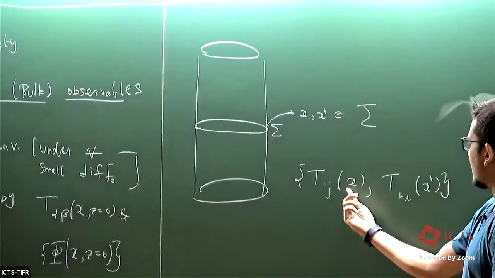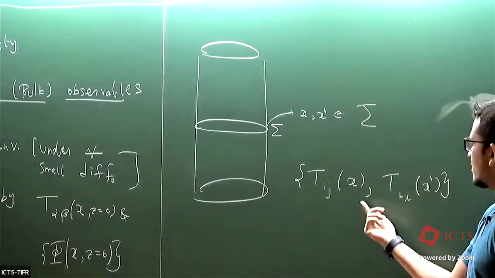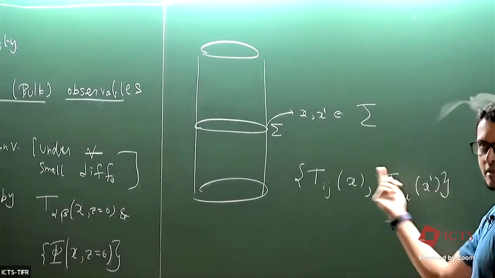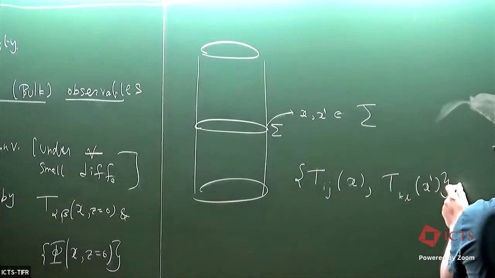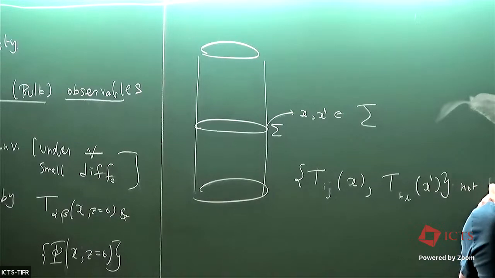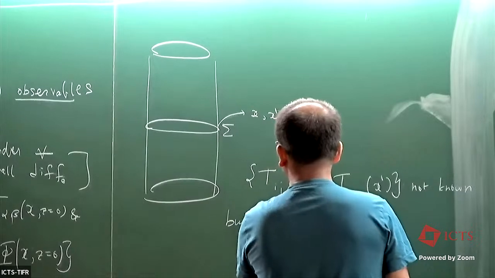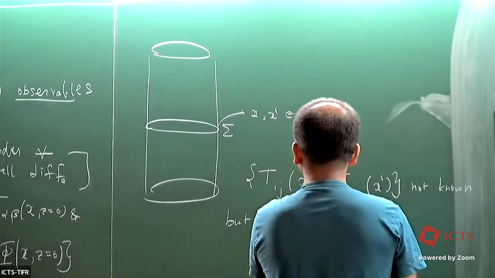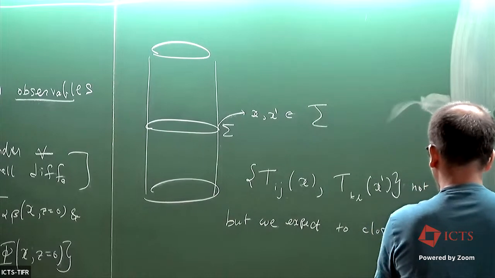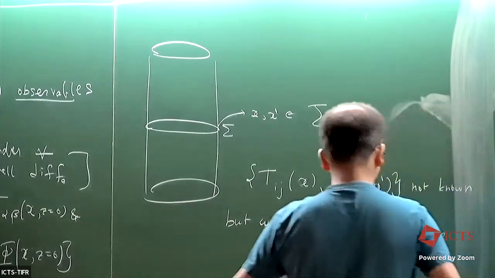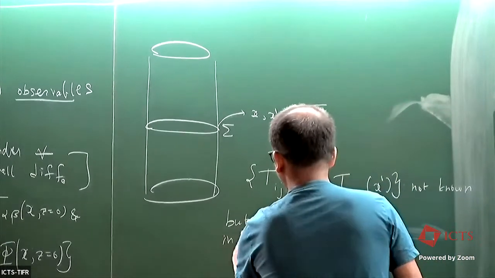Now, in general, if I don't smear this with Killing fields, the isometries of the boundary, we don't know what this is, because this depends on the theory. So this bracket is not known in general, but of course we expect, and this is important, we expect it to close in the set of all boundary observables.